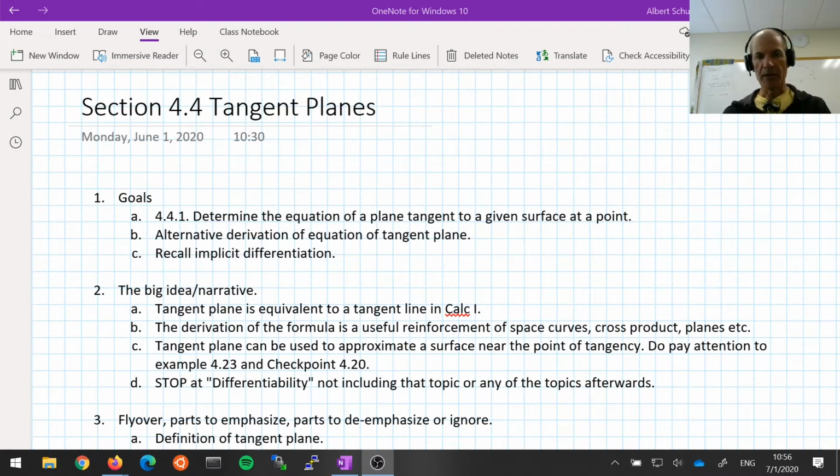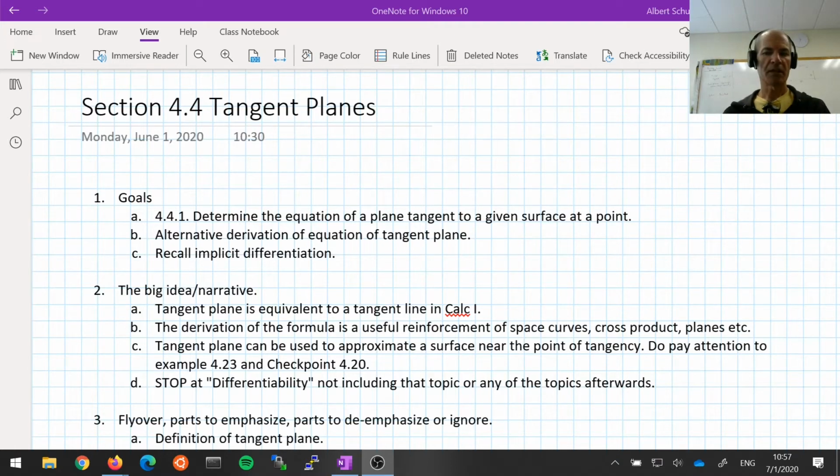Okay, as I mentioned already, the big idea narrative: tangent planes are like tangent lines. The derivation of the tangent plane formula is a reinforcement of space curves, cross products, and planes, the derivation that I'm going to give you anyway, not the one that is in the textbook. And the tangent plane can be used to approximate a surface near the point of tangency.